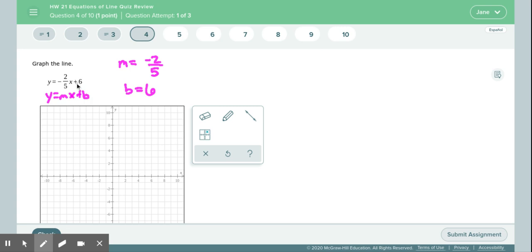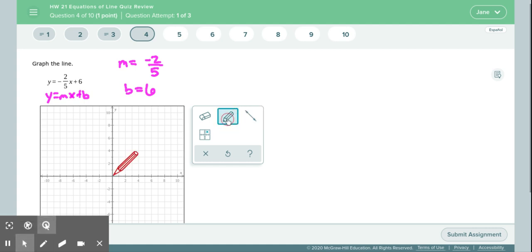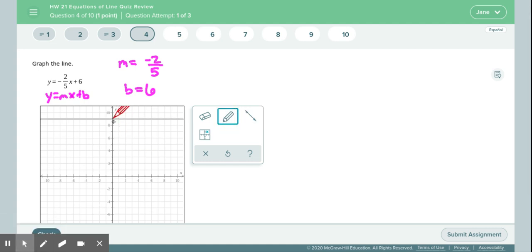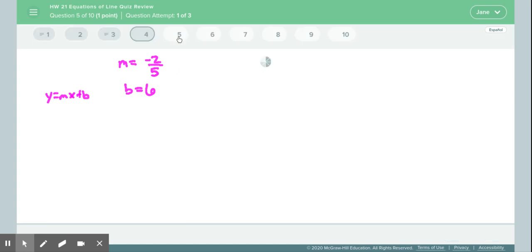So you have to know that b represents the y-intercept. Because b is the y-intercept, I'm going to plot a point on the y-axis at positive 6, and then the slope is negative 2 over 5, so I'm going to move down 2 and to the right 1, 2, 3, 4, 5. Once you've plotted 2 points, you connect those 2 points with a line. Once again, my slope was negative, so my line's going down, which is a good sign that I did it right.